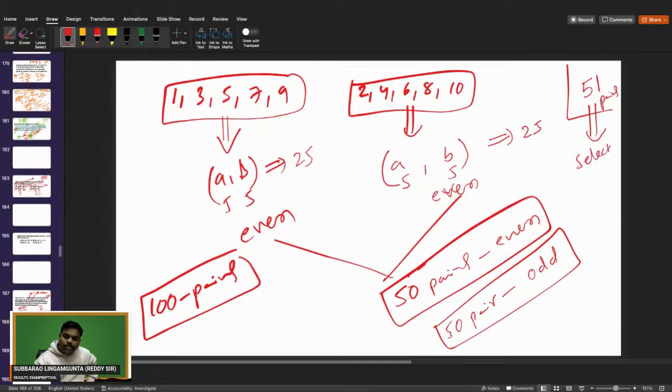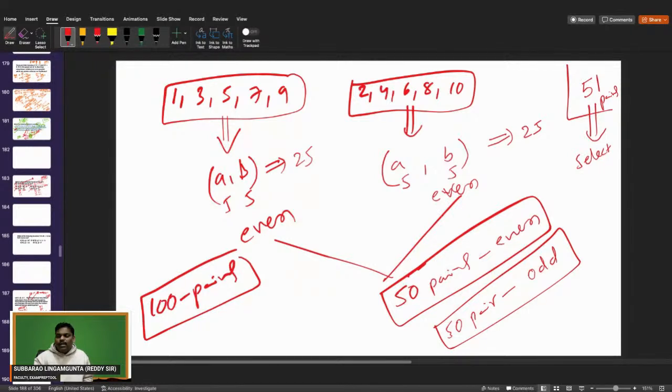The reason is the first 50 pairs may all be odd pairs. The 51st is compulsorily an even pair. To give the guarantee that at least one pair is an even pair, 51 pairs you have to select. 50 pairs are even, 50 pairs are odd. This is called the pigeonhole principle.